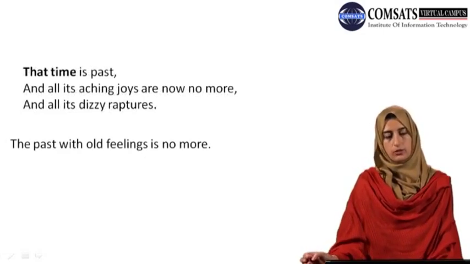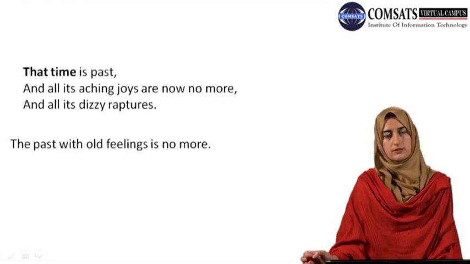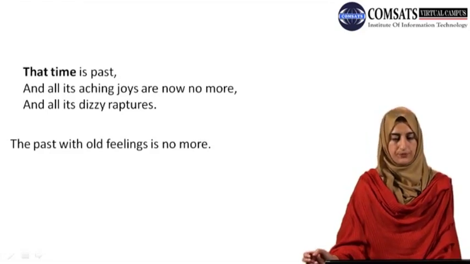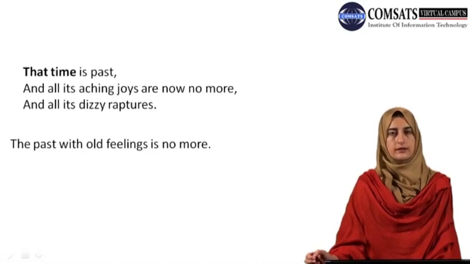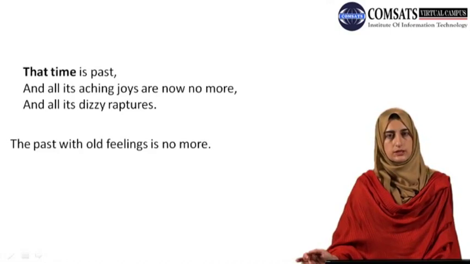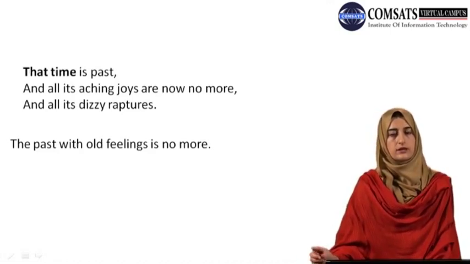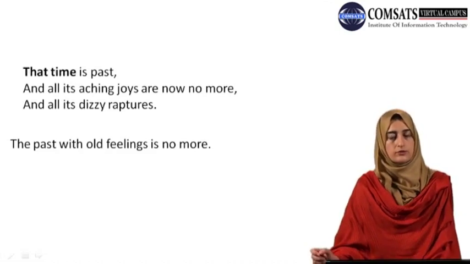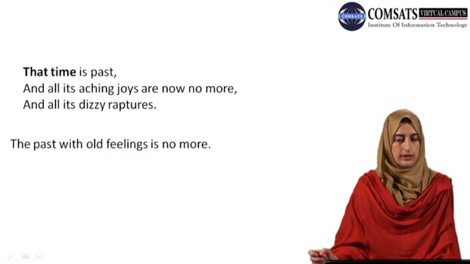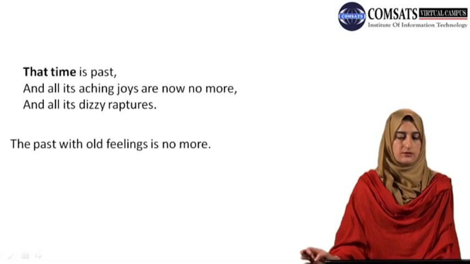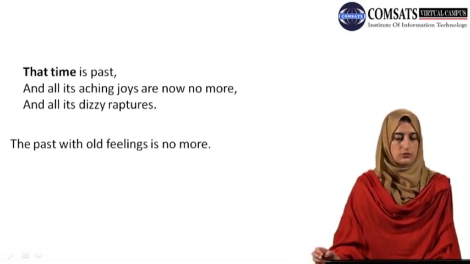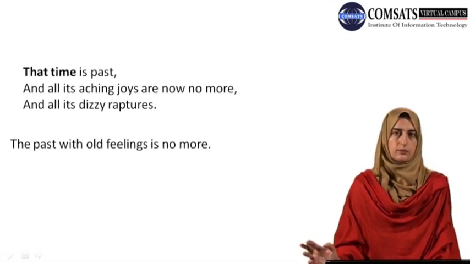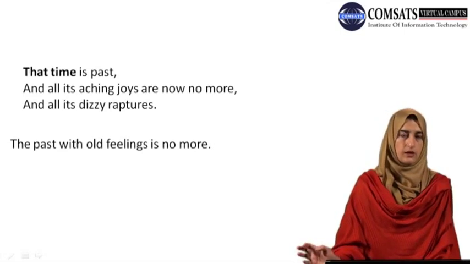That time is past, and all its aching joys are now no more. He says that time has now gone. Those days when nature was only a source of physical pleasure to me, he says those days are gone now. He is no longer the same Wordsworth. He is a changed man now. He has moved on from those coarser pleasures, and he has acquired a deepening and a more serious intellectual, more serious philosophical relationship with nature. He says, and all its aching joys are now no more, and all its dizzy raptures, they are no more. The aching joys and the dizzying raptures, when he used to run amongst the wild fields, when he used to climb the mountains in a happy state of mind. He says, they are now no more.